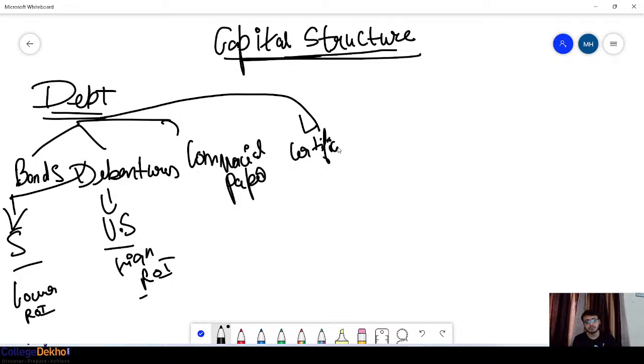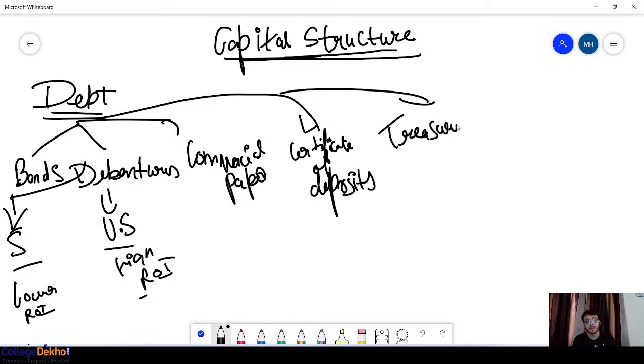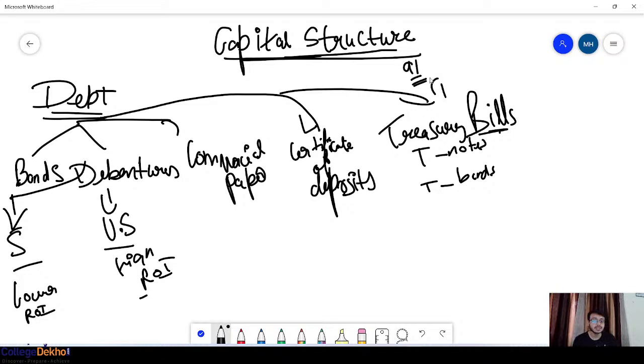Certificate of deposits is almost the same. You can also include your treasury bills, T-notes, T-bonds. ये separate होते हैं. But treasury bills are those which have a maturity period of less than 1 year. Like you might have heard about the 91 days treasury bill. Then you have this 182 days treasury bill and then 364 days treasury bill.